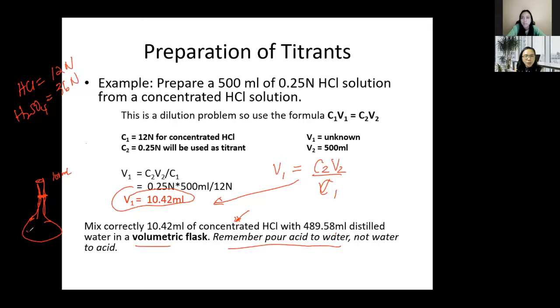So you're going to place water first, konting water. Okay, huwag mo ubusin yung iyong 489.58. Okay, konting water lang para paglagay natin, masunod natin yung concept na pour acid to water and not water to acid. Anong mangyayari ba kung ang ilalagay natin una is acid tapos lalagyan natin siya ng water?